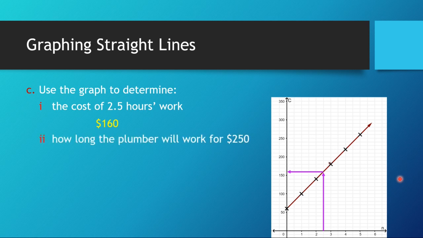Now we can go the other way as well. So we can find out how long the plumber will work for $250. So I start at $250 and I go across to the line, and then from that point I head down and I find that it looks like it's somewhere between 4.5 and 5 hours. In fact, it looks halfway between there, so 4 hours and 45 minutes.